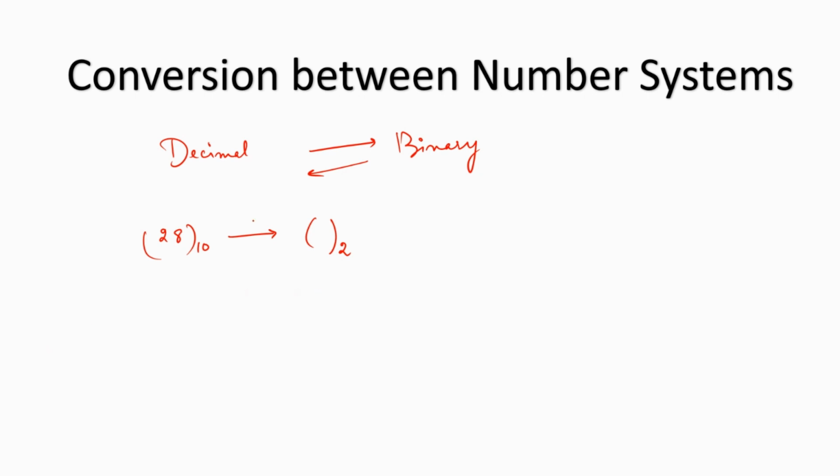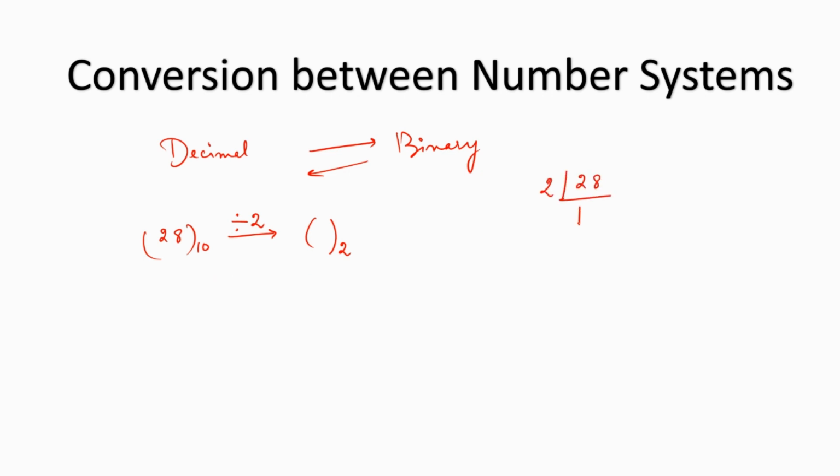To do that, I have to divide this number repeatedly by 2. And the remainder is going to be the binary representation of it. So let's see how this is done. If I have 28, let me divide it by 2.